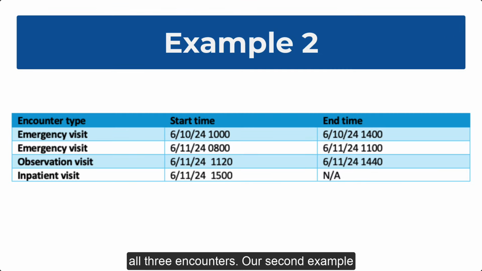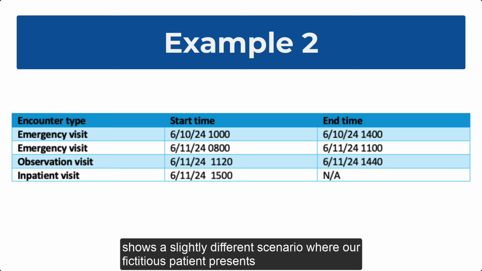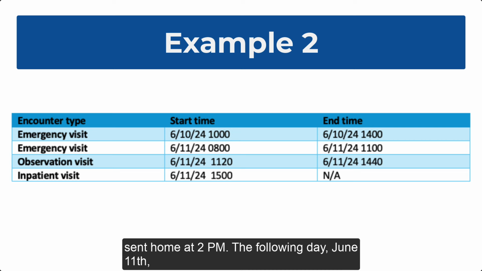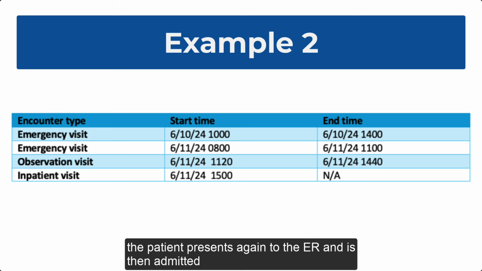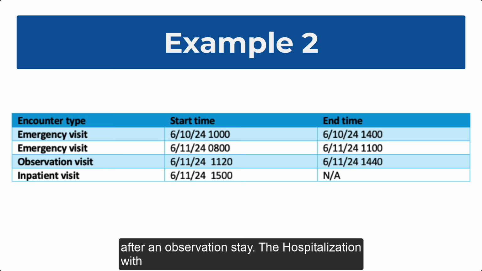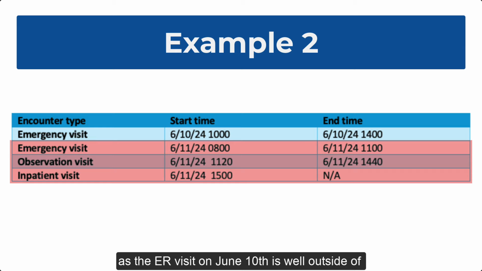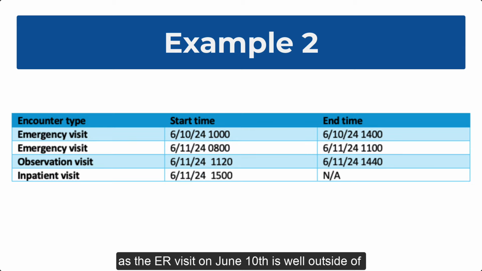Our second example shows a slightly different scenario where our fictitious patient presents to the ER on June 10th at 10 a.m., but is subsequently sent home at 2 p.m. The following day, June 11th, the patient presents again to the ER and is then admitted after an observation stay. The hospitalization with observation function will only pick up the visits that occur on June 11th, as the ER visit on June 10th is well outside of the 1 hour window.